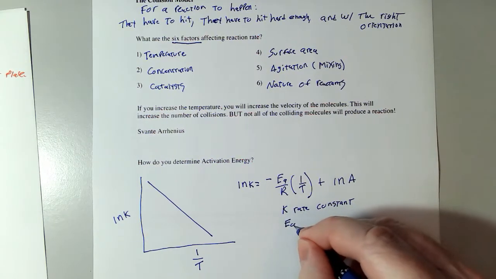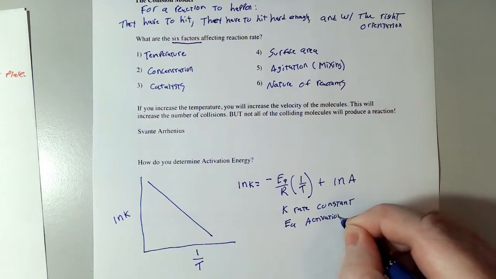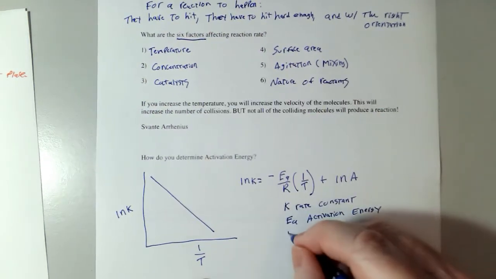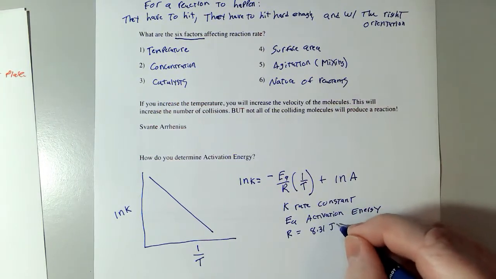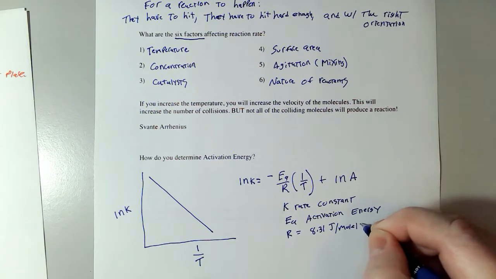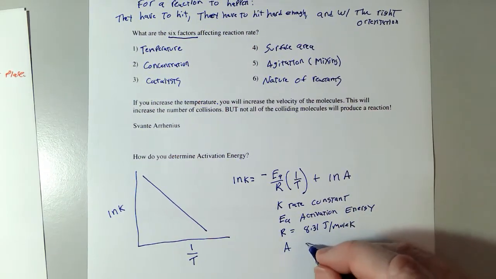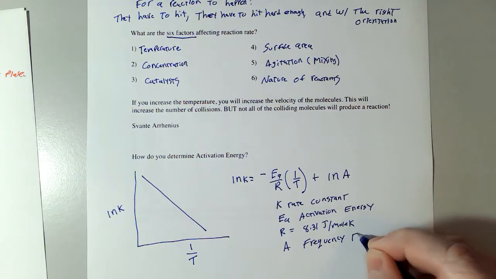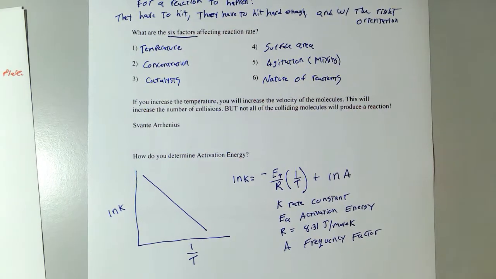EA is the activation energy. R is the gas constant. We like 8.31 joules per mole K. And the ln of A is called the frequency factor. We don't really deal with it too much.